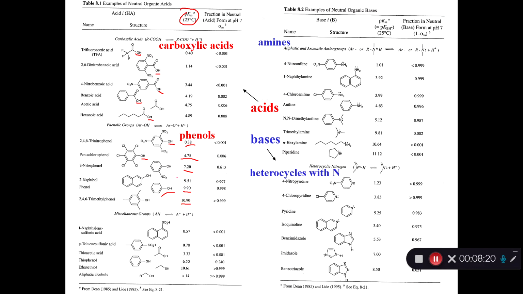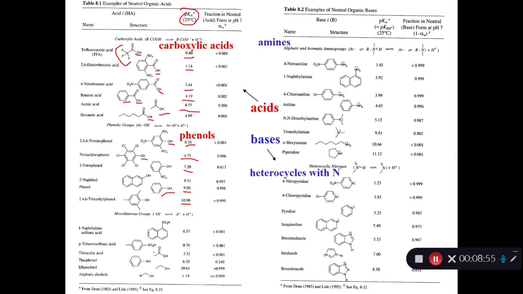So the phenol has its basic pKa value, but then you can adjust that based on the addition of different substituents on the ring. Same thing going on up here. Here's your basic benzoic acid. It's got a pKa of 4.19. If I add a nitro group, I drag the pKa down to 3.44. 2 nitro groups, I'm down to 1.14. By the same token, here's acetic acid, 4.75. But if I add 3 fluorines onto that acetic acid, I drag the pKa down to 0.4.